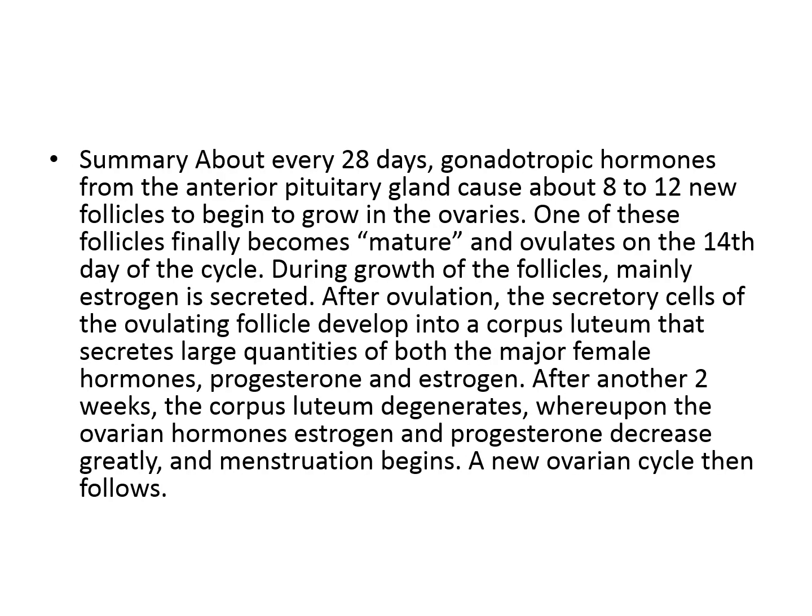Summary. About every 28 days, gonadotropic hormones from the anterior pituitary gland cause about 8 to 12 new follicles to begin to grow in the ovaries. One of these follicles finally becomes mature and ovulates on the 14th day of the cycle. During growth of the follicles, mainly estrogen is secreted. After ovulation, the secretory cells of the ovulating follicle develop into the corpus luteum that secretes large quantities of both the major female hormones, progesterone and estrogen. After another 2 weeks, the corpus luteum degenerates, whereupon the ovarian hormones, estrogen and progesterone, decrease greatly and menstruation begins. A new ovarian cycle then follows.